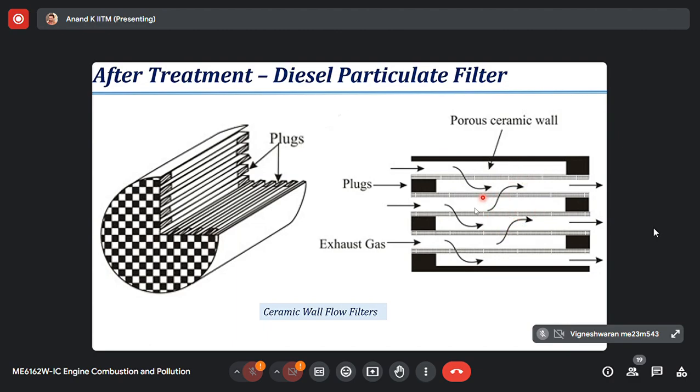The problem is, once the particles are collected, you will have a pressure drop in the exhaust line. You will have a very high back pressure in the exhaust line, and that will reflect in very high fuel consumption in the engine. So what you have to do is periodically clean the particles collected here. This process is called the regeneration process. There are two types of regeneration.